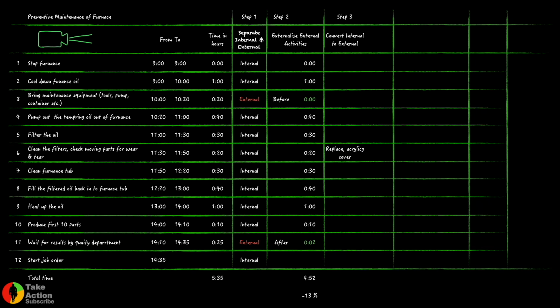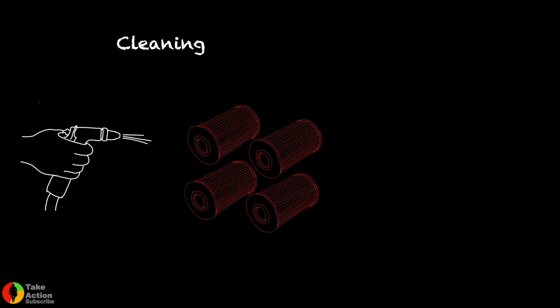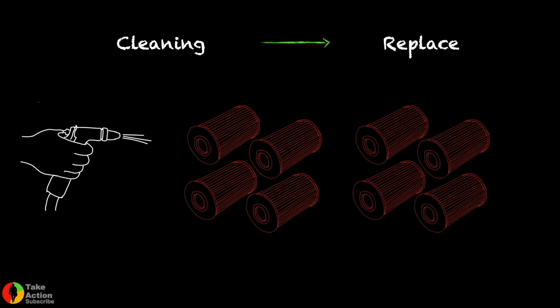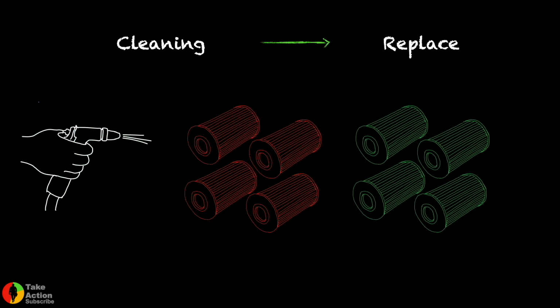After that, step number 3, we have seen, is to convert the internal activities into external activities. Here we can see activity number 6 was to clean the filter and check the moving parts for wear and tear. How can we externalize? Instead of cleaning these filters when the machine is stopped, we can simply replace them with another set of already clean filters. So we will be much quicker, and the cleaning of the filters can be done offline while the machine is running.